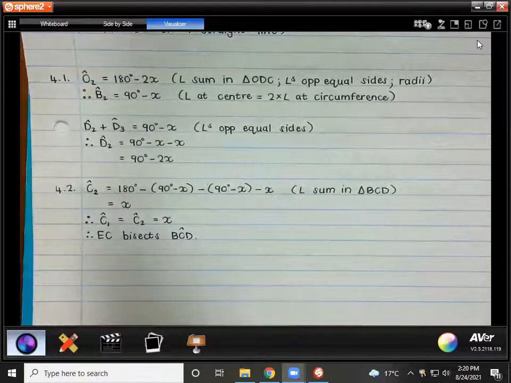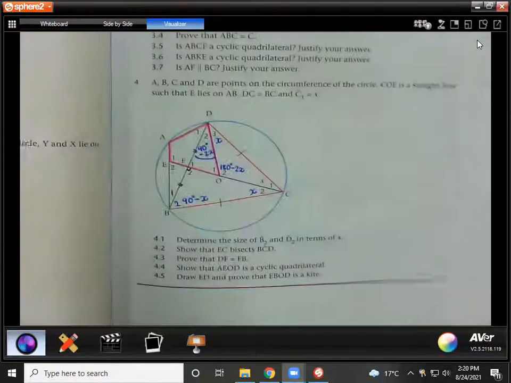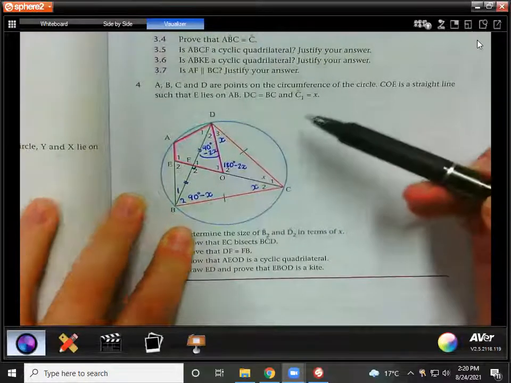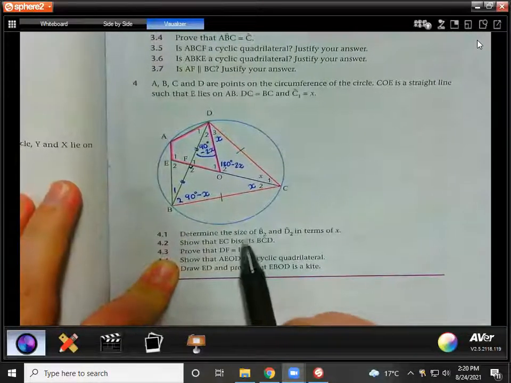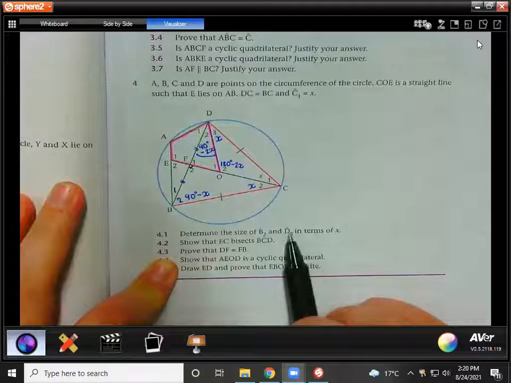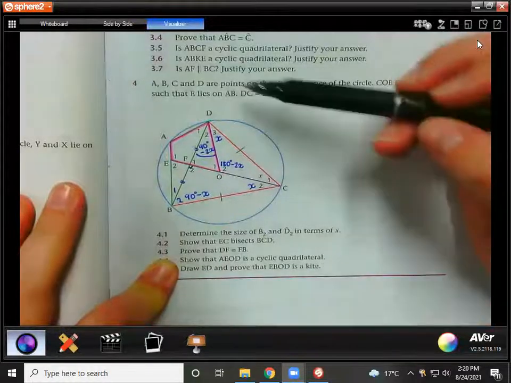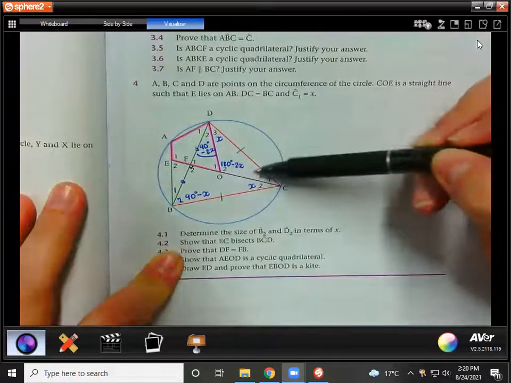So let me actually just show you. I've filled in all of the values now, all right? So just follow step by step what I'm doing. They're asking to determine the size of B2 and D2 in terms of X. All right, now what I did was they gave us this angle as X.